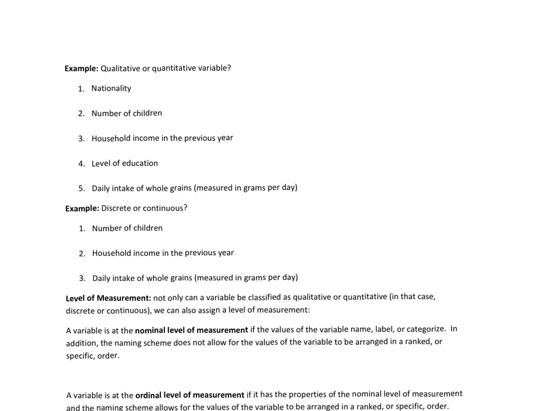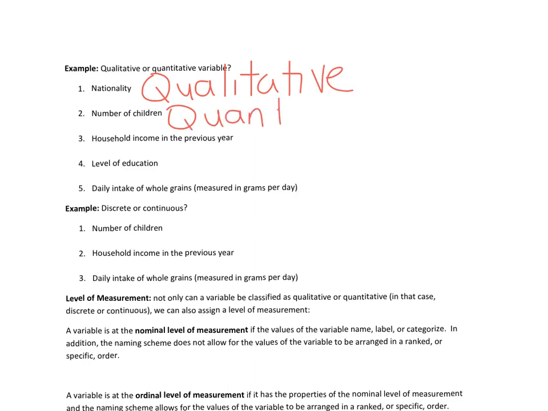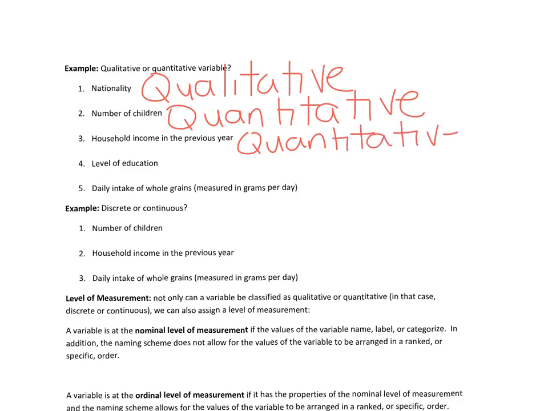Okay, nationality, that's our variable. How would we answer? What would the values of that variable be? Would they be numbered or words? And they would be words. So we're going to write qualitative. Next, let's think number of children. That's right. We're going to answer with a number, quantitative, that we can add or subtract. Household income in the previous year. Again, we would answer with some sort of number. So that's going to be quantitative.